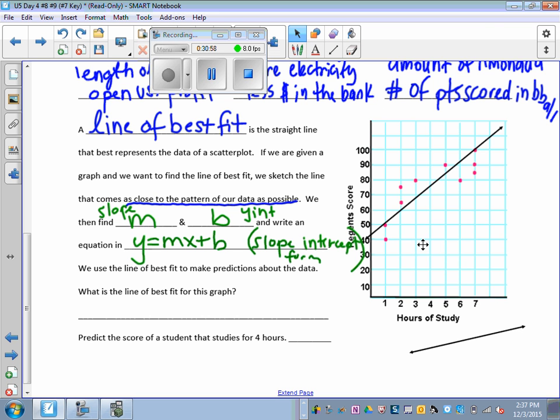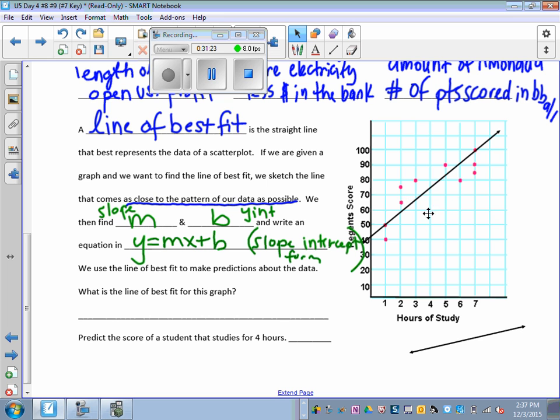Something I like to do too, I remember when I was taught this, I like to have about the same number of points above my line as below. I have 1, 2, 3, 4 above, 1, 2, 3, 4 below. And notice that my line is pretty close to these. It falls right in between. So again, yours might be a little bit higher, a little bit lower, but something around here.